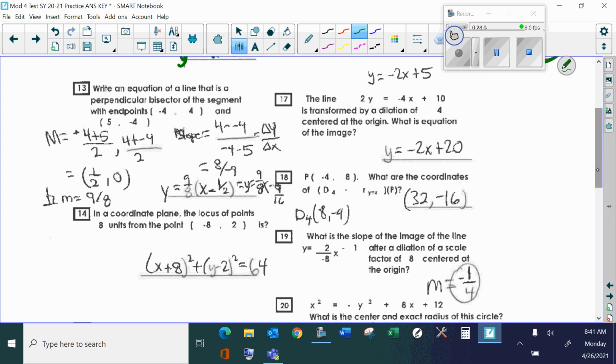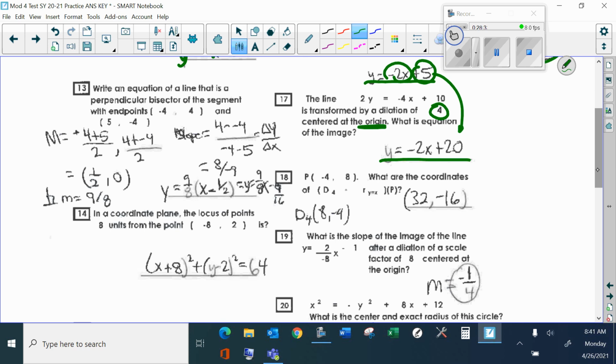All right, 17. The line is transformed by a dilation of 4 centered at the origin. So this is the easier one. It's at the origin. So again, I have to solve for y. So divide each term by 2. I get y equals -2x plus 5. The slope does not change, so that part stays the same, y equals -2x. And I just multiply the y-intercept by that scale factor, 4. 5 times 4 is 20. So there's my answer. We'll do number 18 next.